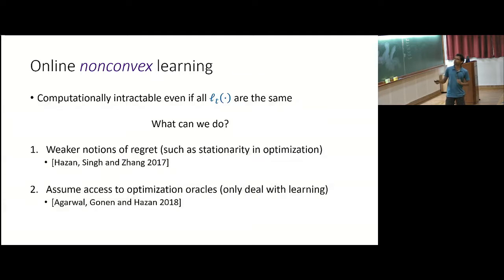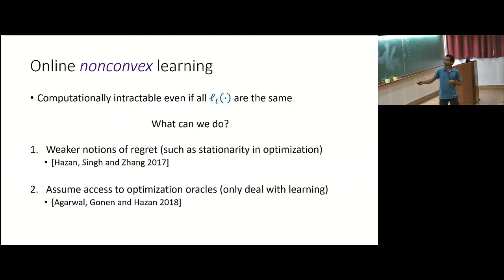So people have considered broadly two different alternatives. The first one is weaker notions of regret, which is similar to, say, first order stationarity in optimization, where you don't ask for local optimality or global optimality, but you only ask for maybe gradient equal to 0 kind of points. Okay? But this is not very helpful in designing minimax estimators because this does not really tell you anything about the optimality of the point. It only tells you that the gradient is equal to 0.